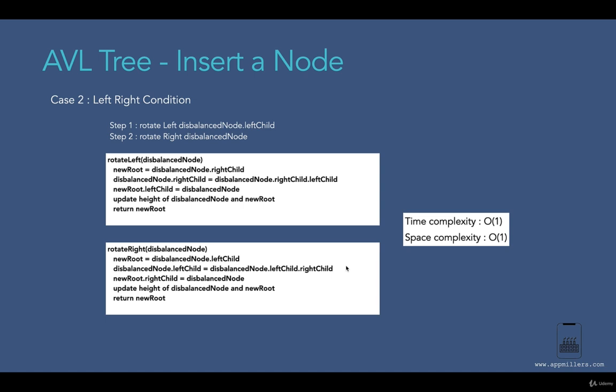Now with this we have come to the end of this lecture, so hopefully everything is clear about left-right condition in case of inserting a node in an AVL tree. Now in the next lecture we are going to look at the right-right condition.